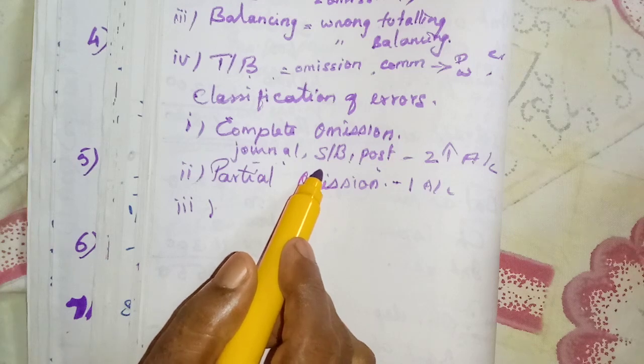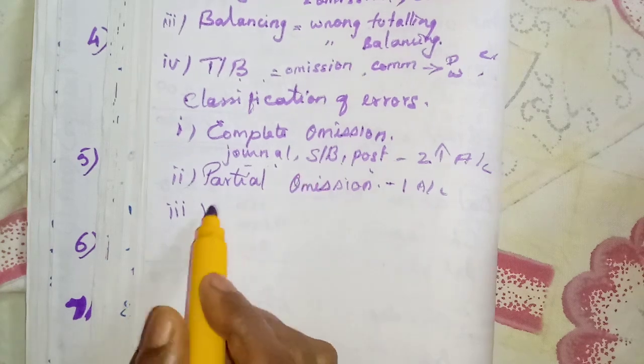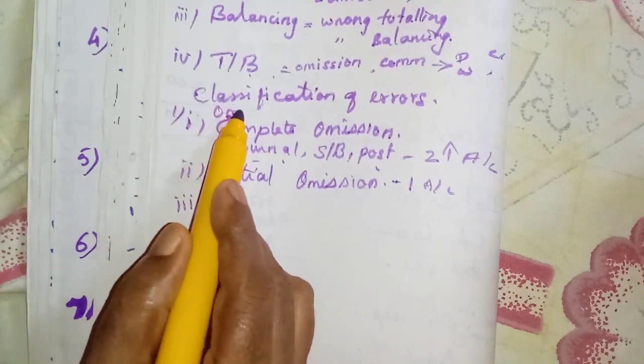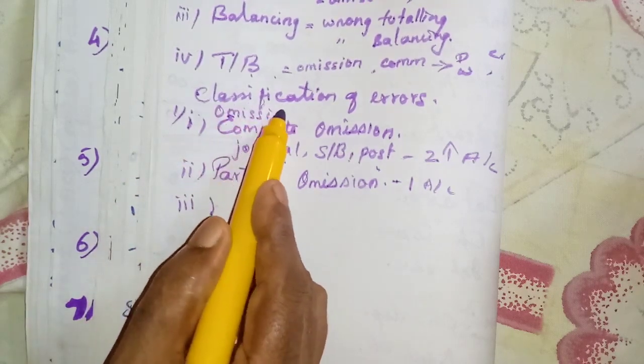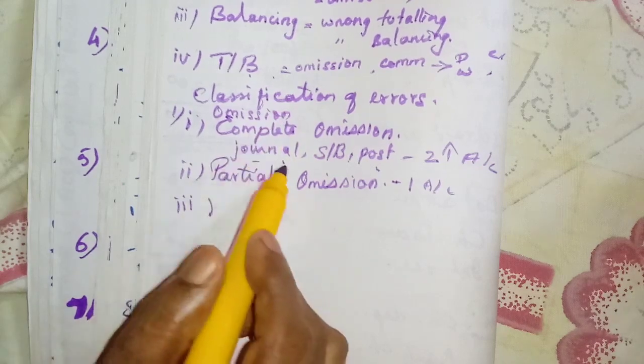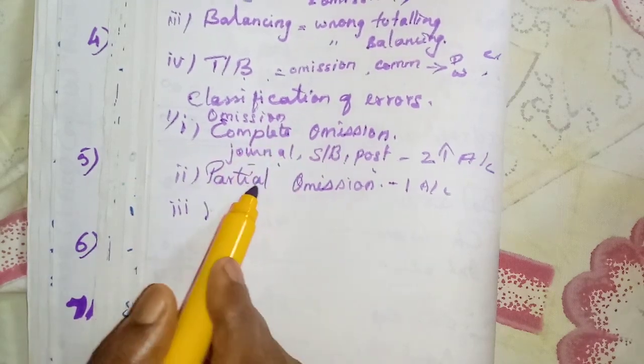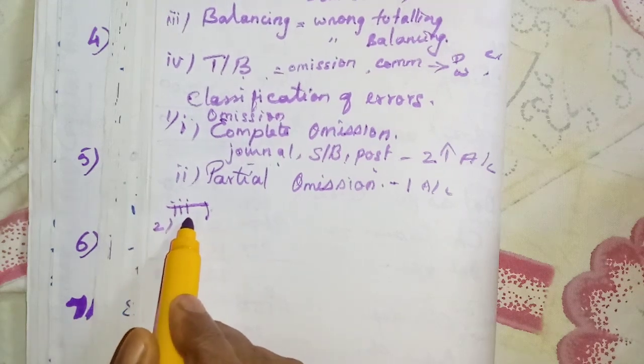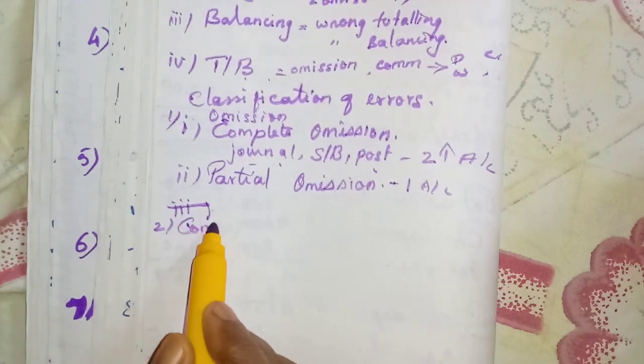The second type of error is error of commission. The first one, error of omission, is divided into two: complete omission and partial omission. Then number two, error of commission.